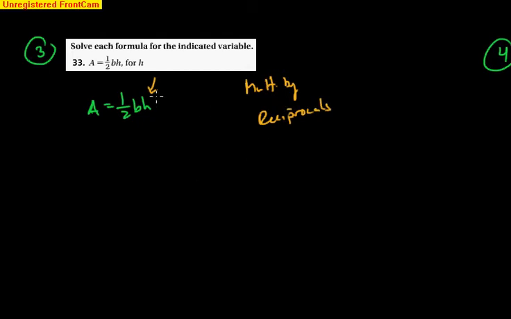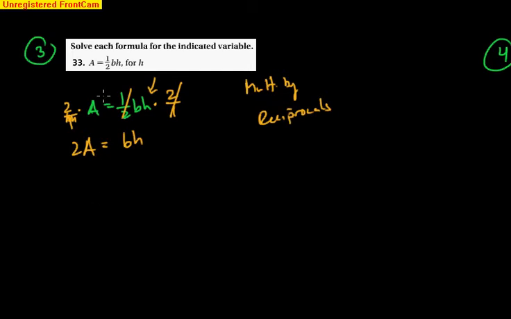Multiply by reciprocals. So I'm going to take both sides and multiply by 2 over 1. And essentially 2 over 1 is just 2. So on this left side, the 2 over 1, just think of it as a 2. You get 2 times a. On the right side, the 1/2 and the 2 over 1 cancel, and here's my bh.